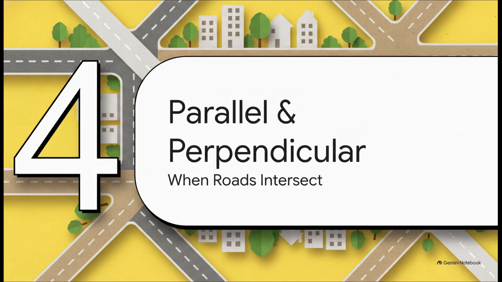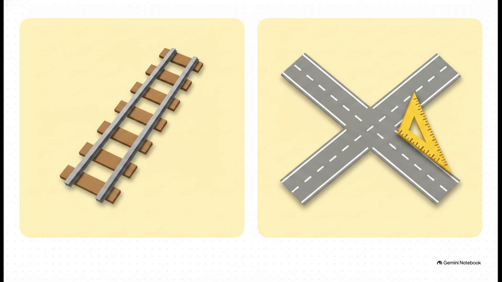All right, Section 4, parallel and perpendicular lines. What happens when roads intersect? Or, well, don't. When we put multiple roads on our coordinate plane, they interact in some truly fascinating ways. On the one hand, we have parallel lines. Think of railway tracks. They have the exact same steepness, going in the exact same direction, meaning slope 1 perfectly equals slope 2.